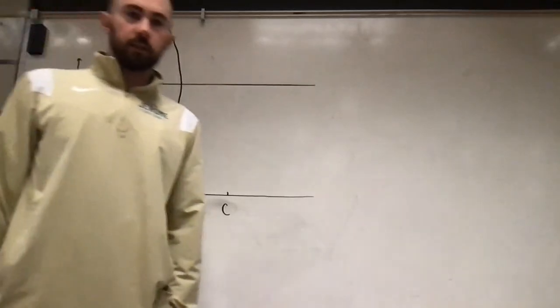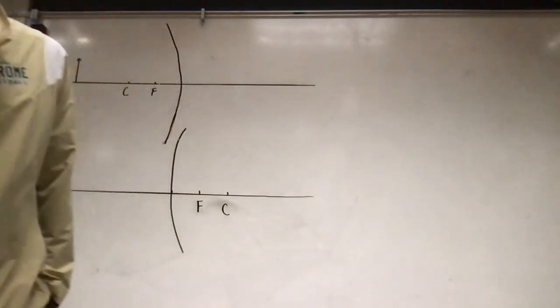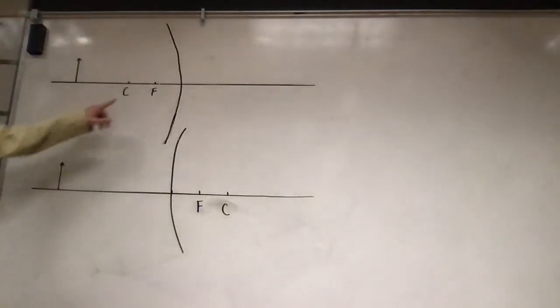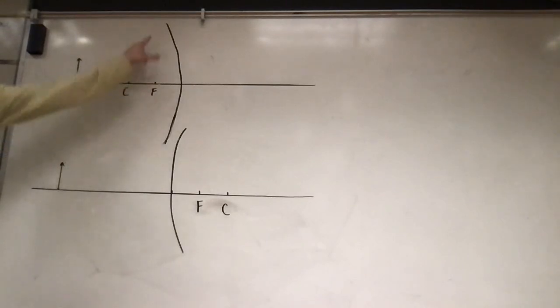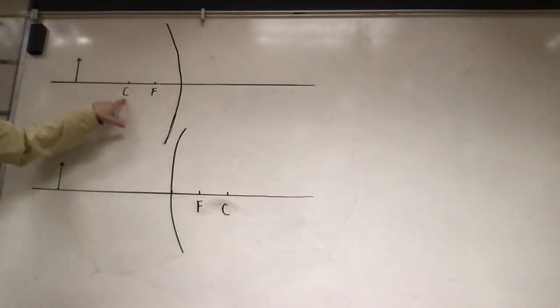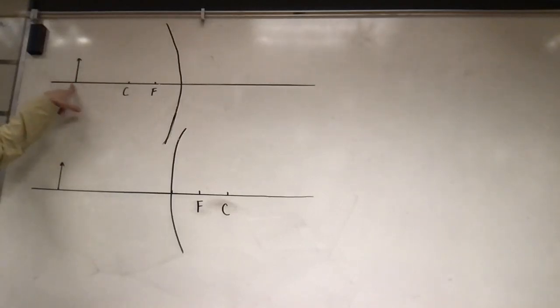All right, so this is how to draw ray diagrams with curved mirrors. I've already gone and set this up. I have a focus at 10 centimeters away from my mirror. This is a concave mirror. My center of curvature is double my focal length away. And then I've got my object at 40 centimeters and it's 10 centimeters tall.